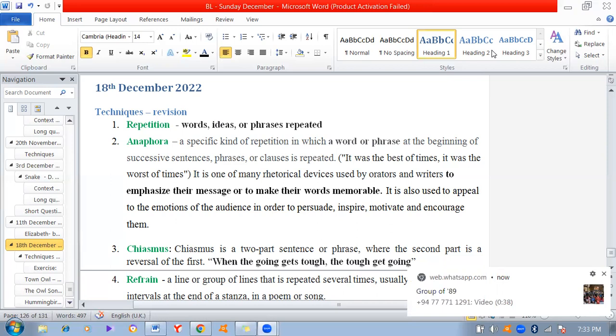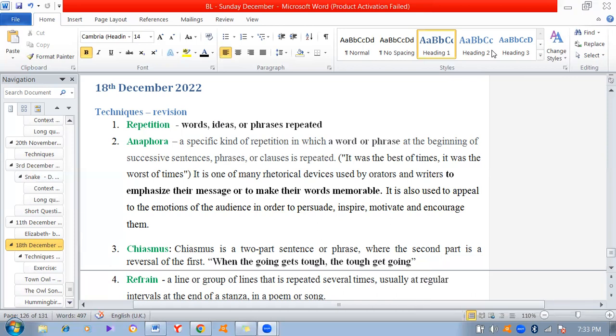In that, if you take the entire speech, so many sentences in that speech begin with the phrase "I have a dream." So that is a very good example of the use of anaphora in modern literature.